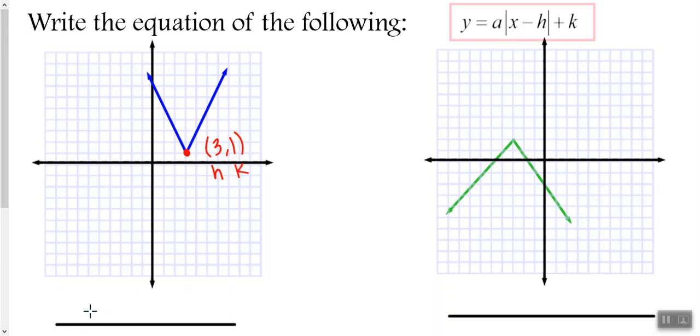So if I go to fill in this shell, it is y equals absolute value of x. I'm going to leave some space and then fill in the rest. So h is a positive 3 on the graph, which means inside it's minus 3. K is a positive 1 on the graph, which means at the end it is plus 1. Now the only thing that we're missing is the a.